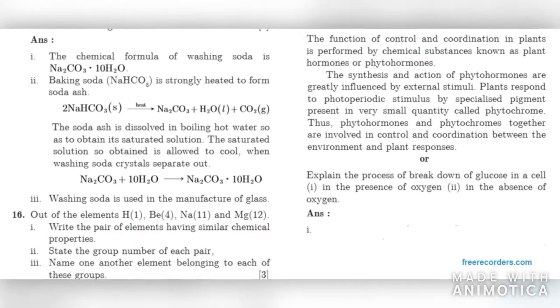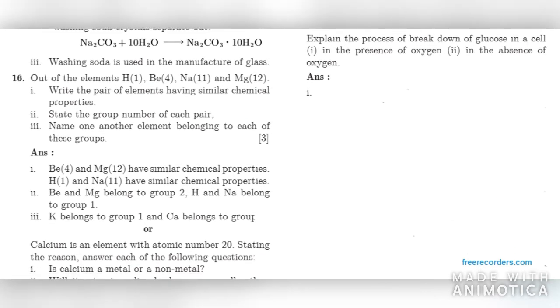Now moving on to question number 19, where you have to answer the process of breakdown of glucose in a cell in the presence of oxygen or in the absence of oxygen. In the presence of oxygen, as you know, glucose is converted into pyruvic acid, then that pyruvic acid in the presence of oxygen in mitochondria gets converted into carbon dioxide, water and energy. So that you can write for the presence of oxygen.